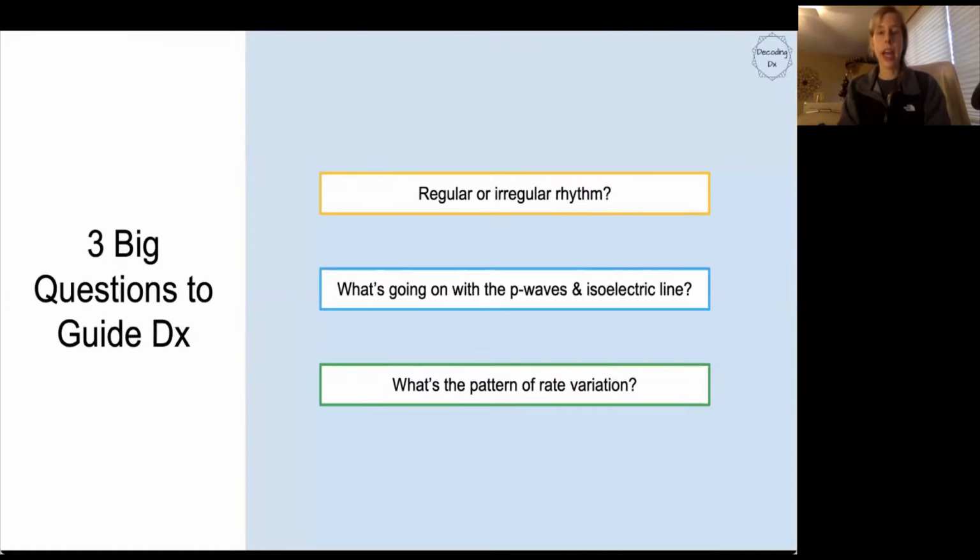Okay, so if we're going to actually figure out what this underlying rhythm is, there are three big questions that we need to address. First of all, is it regular or irregular? Second, what's going on with the P waves and the isoelectric line? And third, what's the actual pattern of the rate variation? If you can answer those three questions, you can figure out what the arrhythmia is.